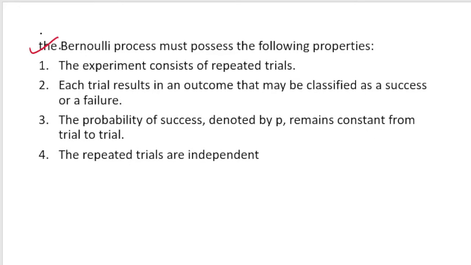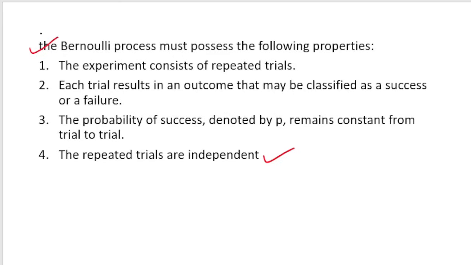Now the Bernoulli process. These are four important terms which you need to keep in mind. Pause this video and take the screenshot. The experiment consists of repeated trials. The trials result in an outcome that may be classified as success or failure. The probability of success, denoted by p, remains constant in each trial, and the trials are independent. Sometimes they ask which of the following are the requirements for a Bernoulli process, so this may be a direct MCQ question.